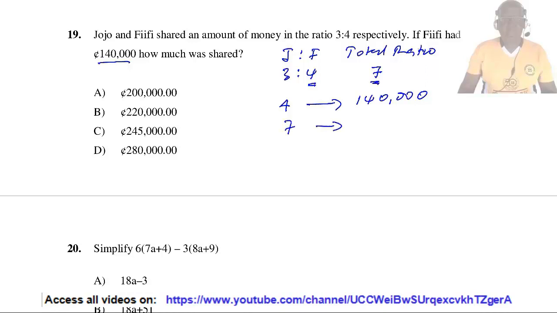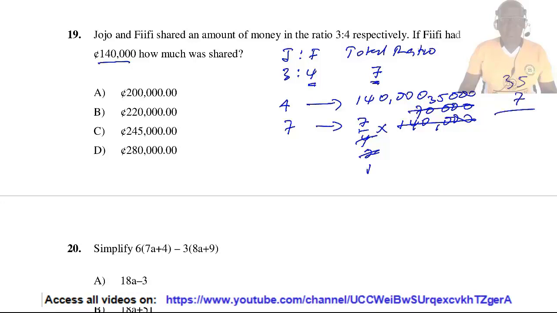equals, if more, less, divides. So 7 divided by 4 times 140,000. 2 goes here, 2 goes here, 70,000. 2 goes here, 1. 2 goes here, 35,000. So 35 times 7. That's 35, 21, 24. So the answer equals 245,000, which equals C.